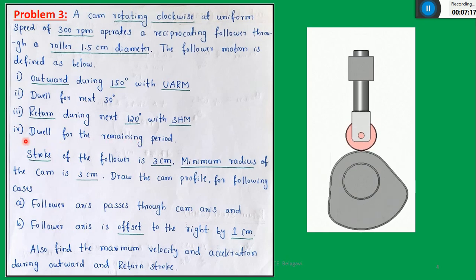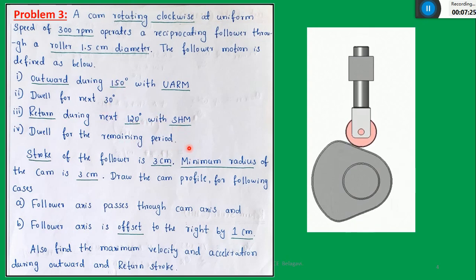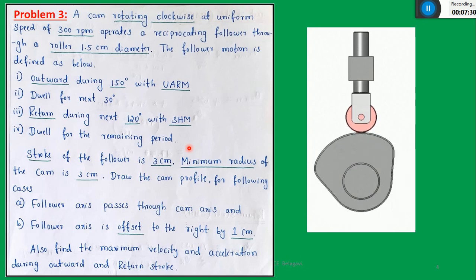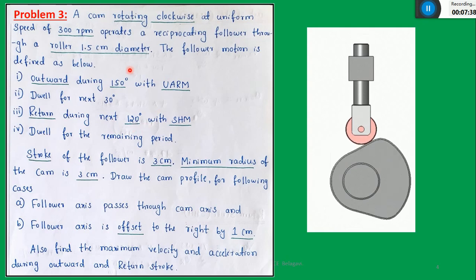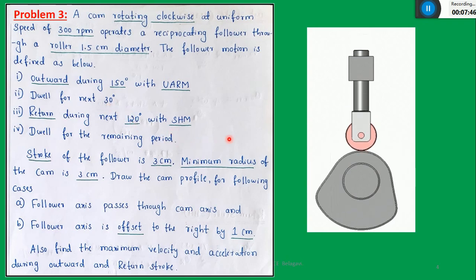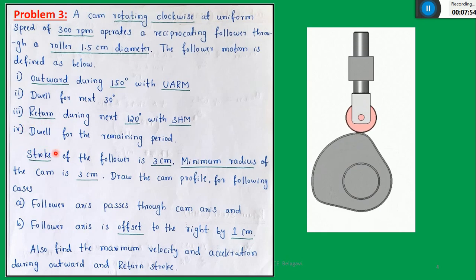What will be the remaining period? Anyone? Total is 360. You have covered 150, 30, and 120. What will be the remaining angle of the cam? 60. Correct, 60, because 360 minus the summation of all these. You can see here 150 plus 30 is 180. 180 plus 120 is 300. It means 360 minus 300 is 60 degree. For the next 60 degree, there will not be any movement of the follower. That's why it is called dwell.